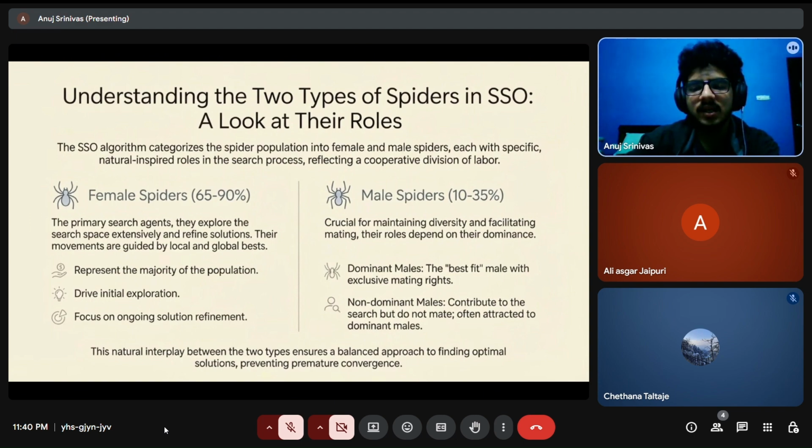Male spiders play a supportive role in this algorithm. There are dominant males who interact with females, while non-dominant males tend to follow the group and maintain diversity in the population. This division ensures a realistic simulation of a natural spider colony, and it supports effective optimization. Now we have the rules for this optimization.